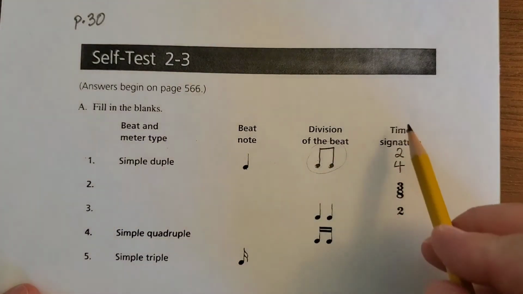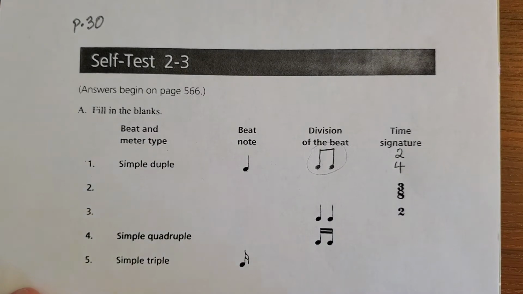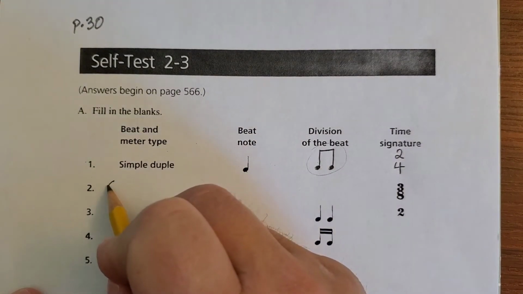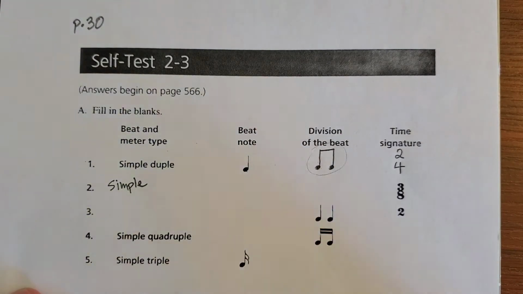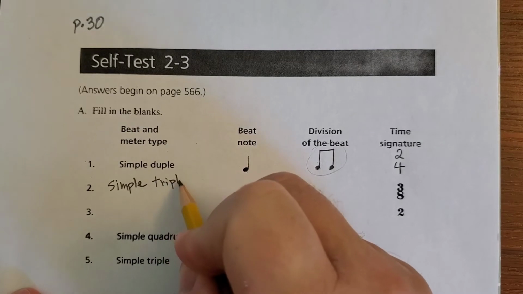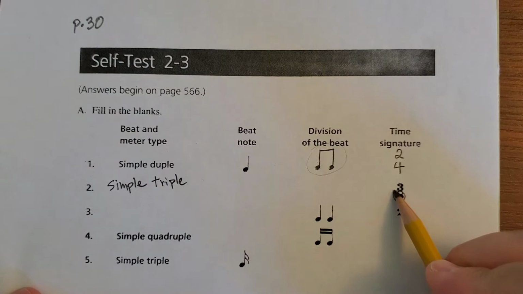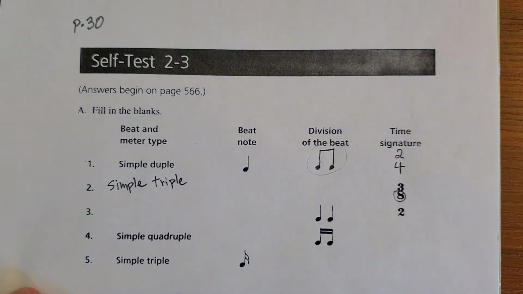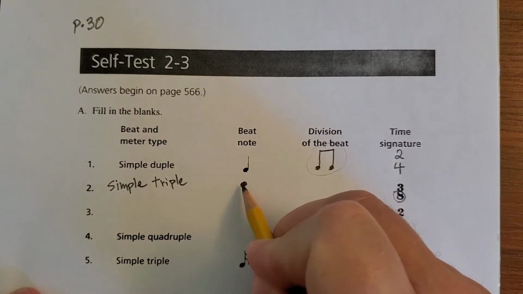All right, the next one gives you a time signature of 3/8 time. Of course, that's a simple meter because the top number is a 2, 3, or 4, and the 3 indicates triple. Now the bottom number, again, tells you what note value or duration gets the beat. So if 8 is the bottom number, your beat value is an eighth note.